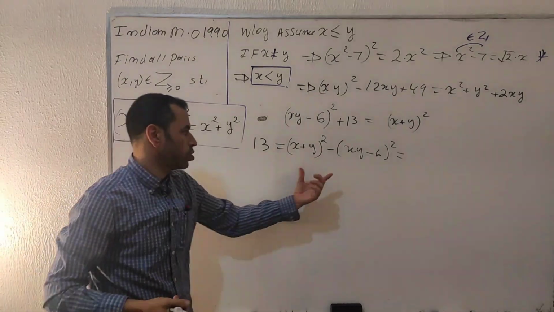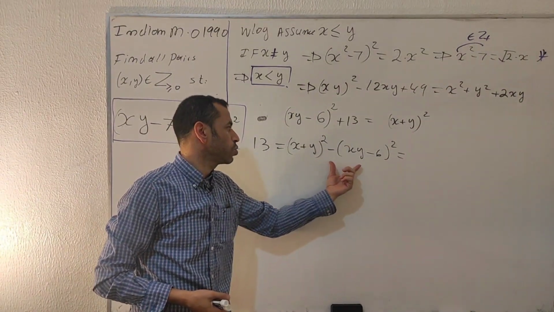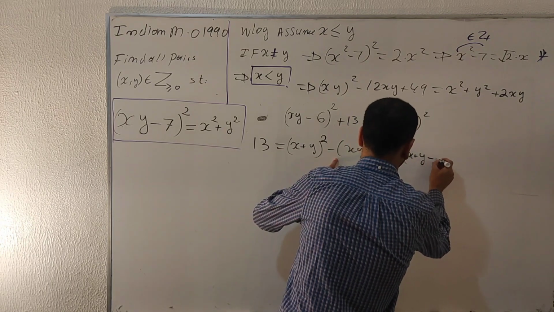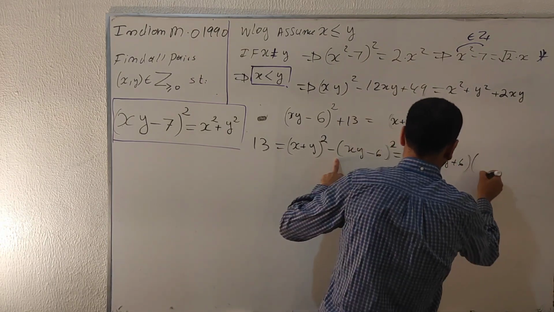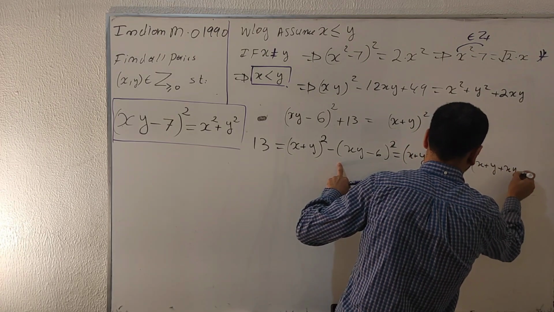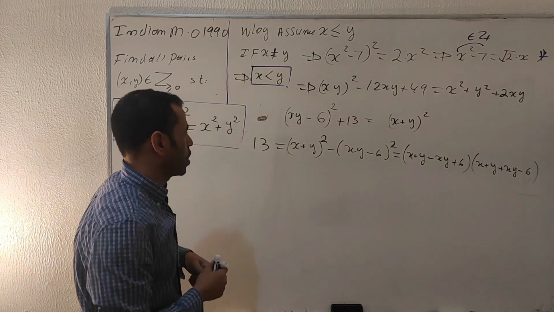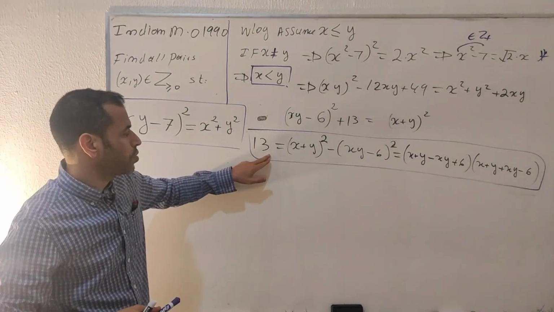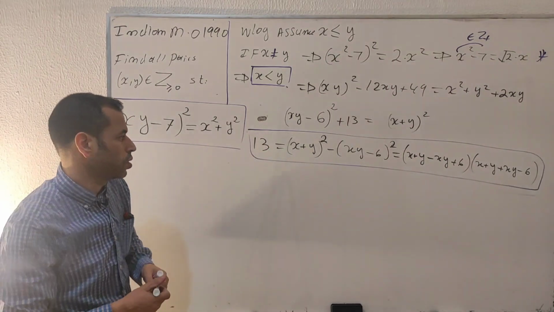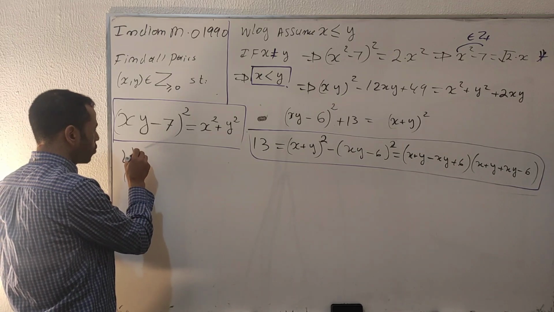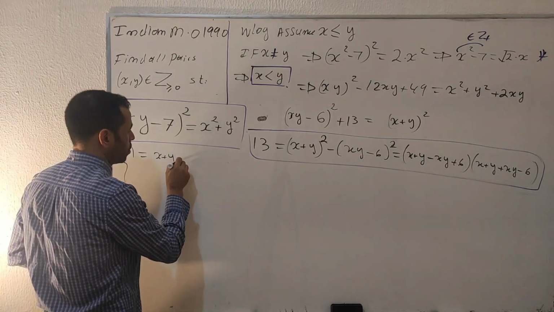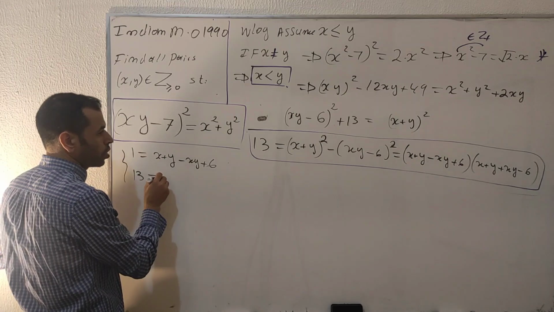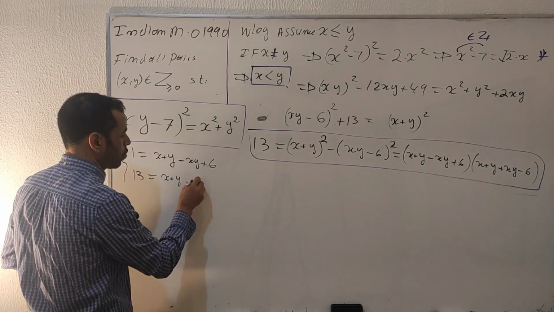If you take a look at these two terms, we have a difference of two squares, which means we are going to factor this one in the form of a product. It is given as (x + y - xy + 6)(x + y + xy - 6). Okay, so I have ended with this nice factorization. The nice thing here is that we have the number 13, which is prime, which means we have only two possibilities. First possibility, I get 1 = x + y - xy + 6. The second equation, I get 13 = x + y + xy - 6.